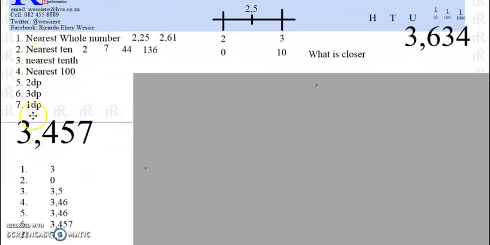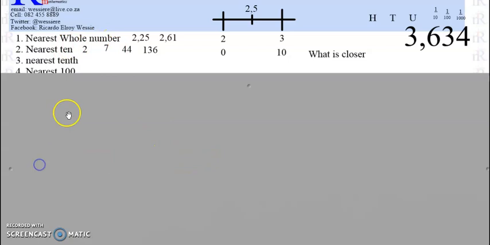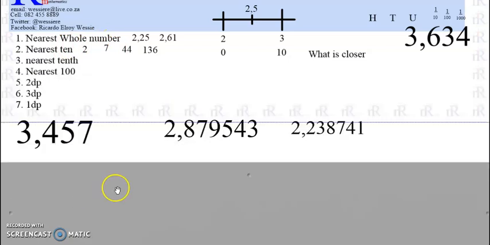So let's look at the first number. 3,457 must be rounded to the nearest whole number. So when I round it to the nearest whole number, I look at the next number, it's a 4, so that one remains the same. I must round it to the nearest 10. 3 is closer to 0 than what it is to 10. So my answer will be 0.